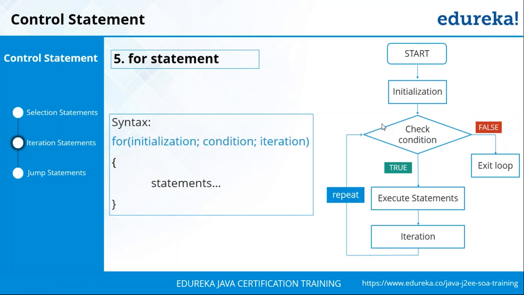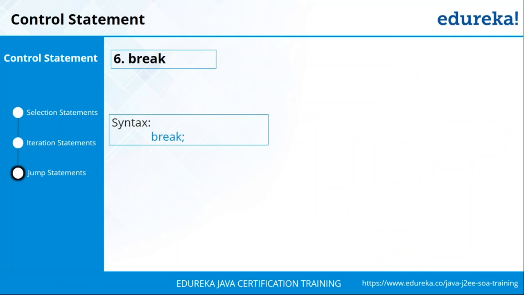So are you clear with respect to how the do while and for loop works? Now don't worry, I'll be giving you an example to understand each of these loops one after the other. Now finally you have the break statement.